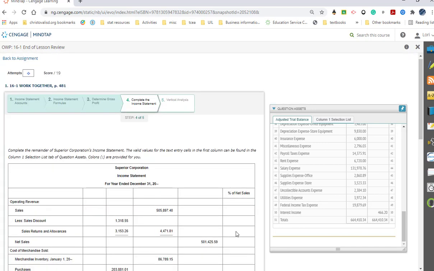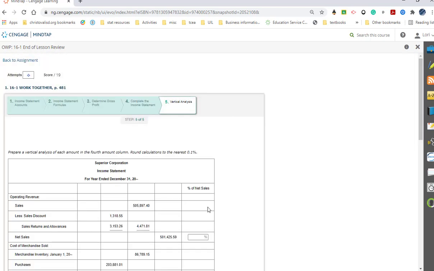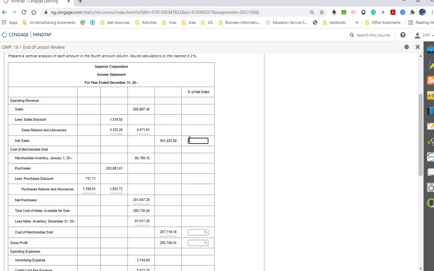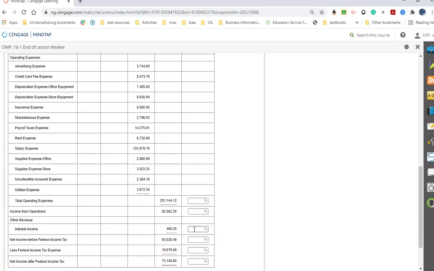Now we're going to go ahead and go on to the next bit. And this is where we do our percent of net sales. So, like I said, I'm not going to go through the entire chart because it's very repetitive. So, your percent of net sales: net sales is 100% of net sales. Then you're going to take this $207,719.18 and divide it by the 501. And that gives you 41.4%. And you're going to do that all the way down.